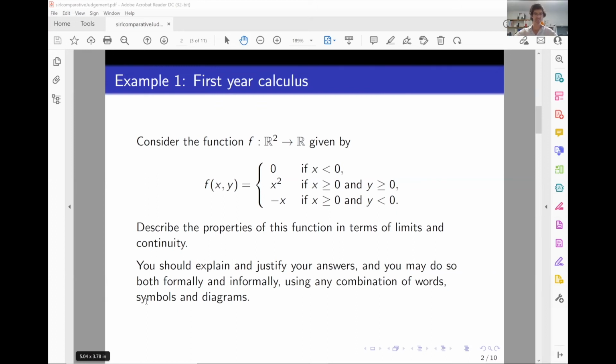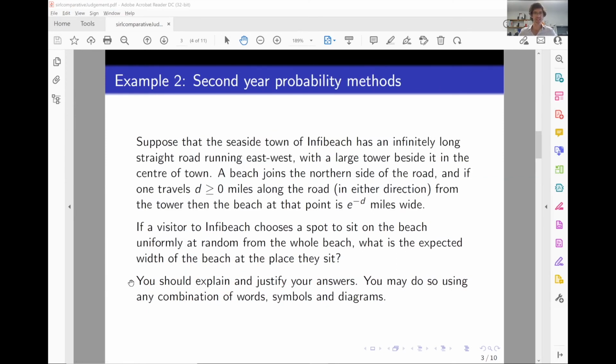In some places they join together discontinuously, in some places continuously, and in some places in a way that's differentiable as well. And we gave students a single side of A4 just to answer that very generic question. Here's an example of what I've done in second year probability.